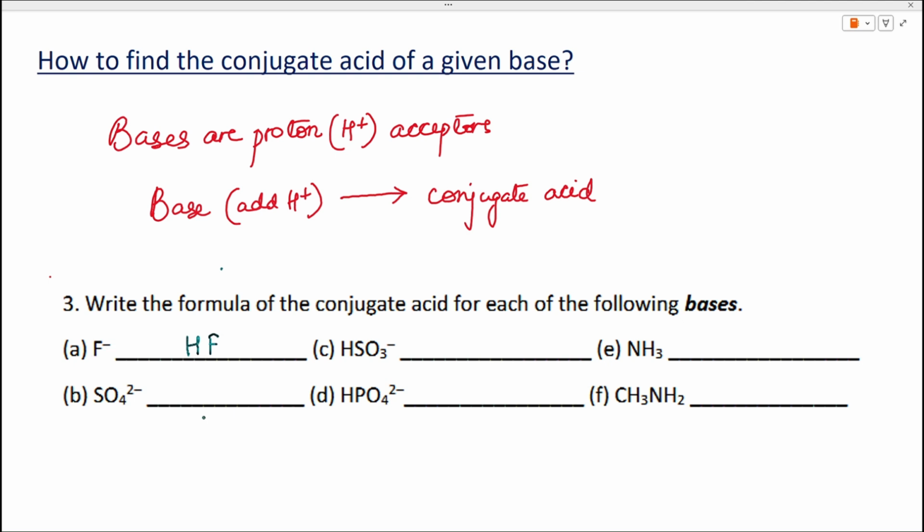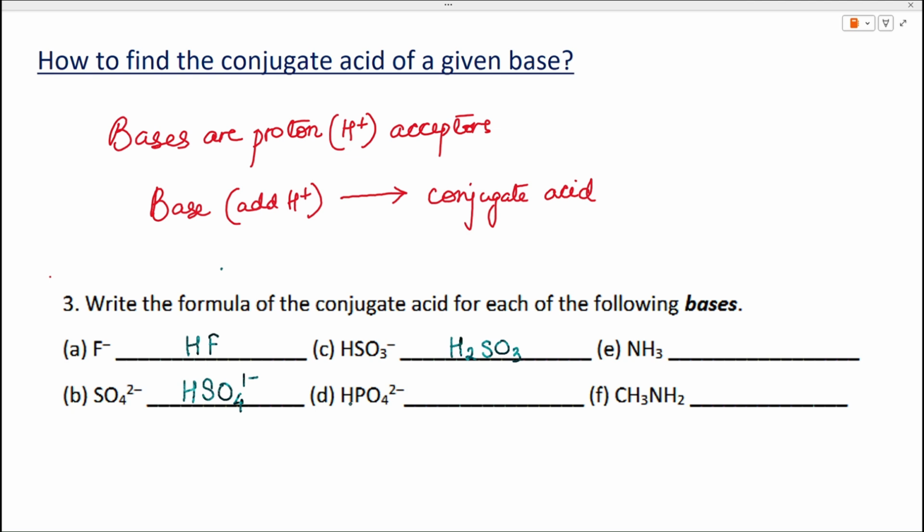and because it is negatively charged, adding a positive charge will neutralize it. For the second one, which is SO4 with a 2 negative, we will have HSO4, and because it had a 2 negative charge, adding 1 positive charge leaves a 1 negative charge on this conjugate acid. For the third one, HSO3 with a 1 negative charge, if we add 1 hydrogen, it gives us H2SO3, and adding a positive charge neutralizes this negative 1. So no charge on it.